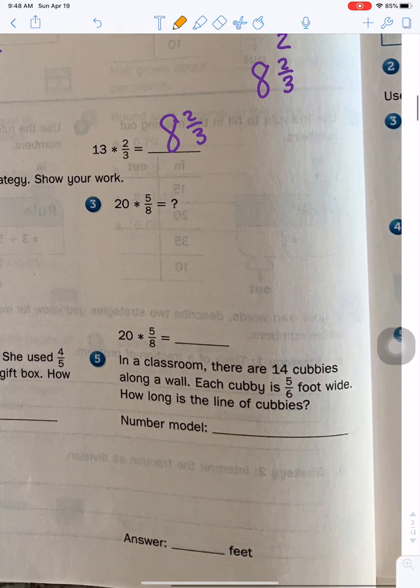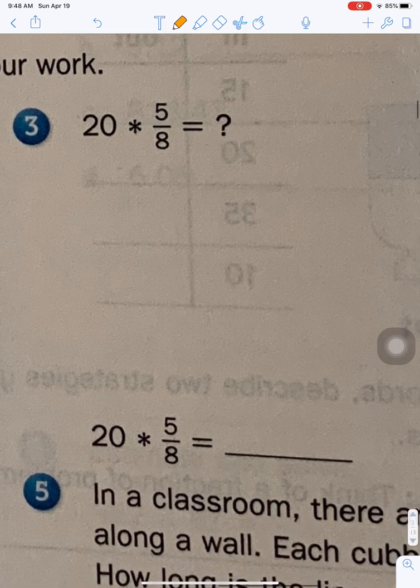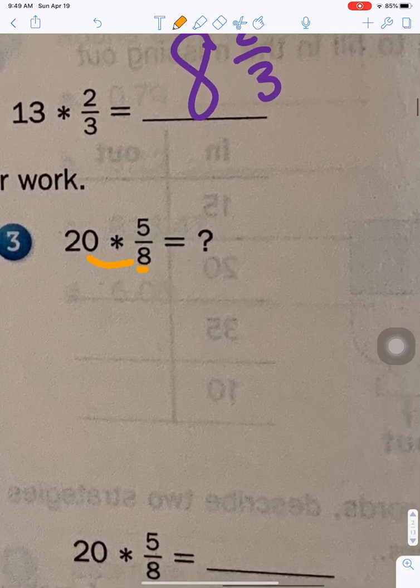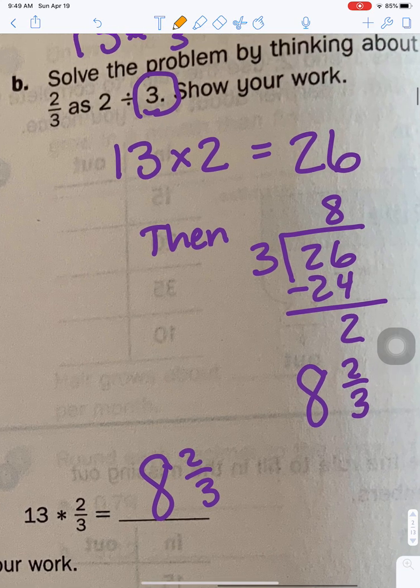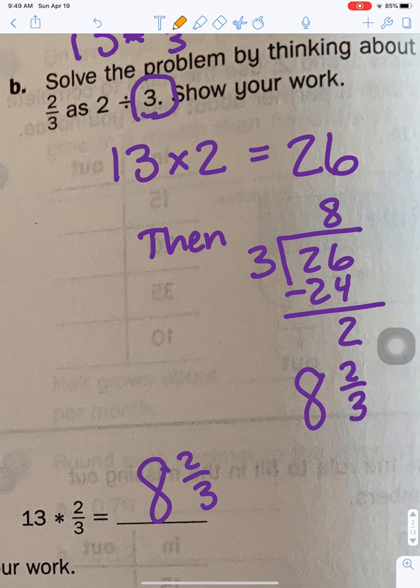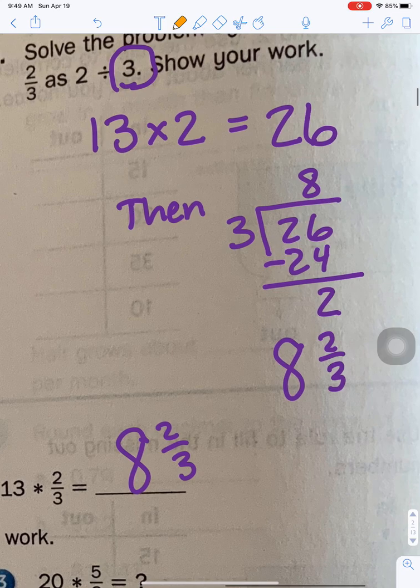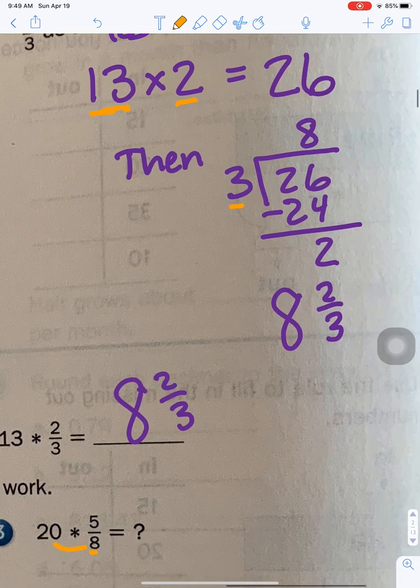Number 3, 20 times 5/8. I'm going to take a look to see if 20 is divisible by 8. I look at my denominator. 8 doesn't go into 20 evenly. And so for this problem, I'm going to use the strategy that we used up here with thinking of 5/8 as 5 divided by 8, like the 2 divided by 3. I'm going to use this strategy where we multiplied the whole number times the numerator and then divided by the denominator.